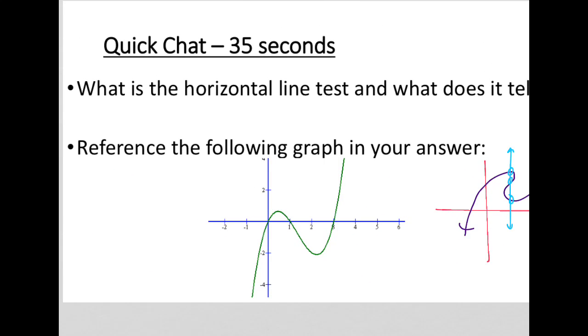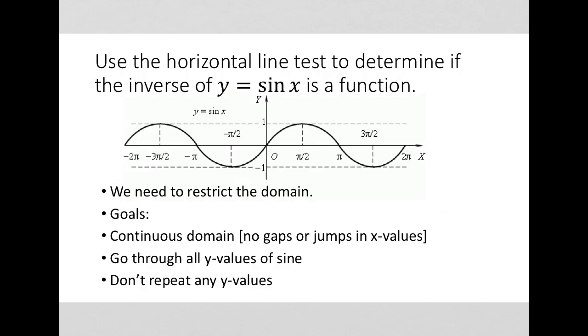Now, why do we care about the horizontal line test? Well, the horizontal line test tells us the same thing, but for that function or relation's inverse. Since this is intersecting that graph at 3 spots, that's telling us that the inverse of this green function is not itself a function.